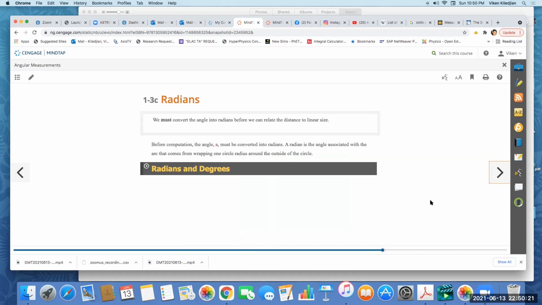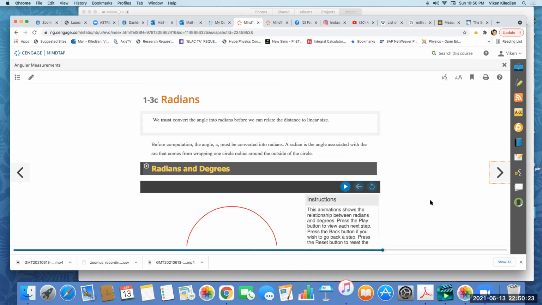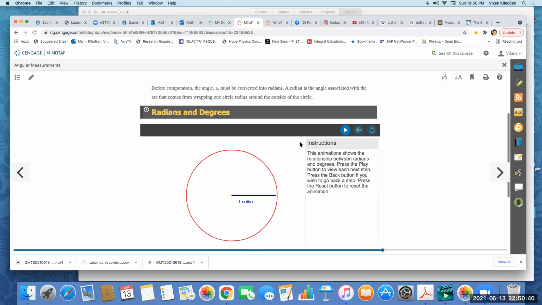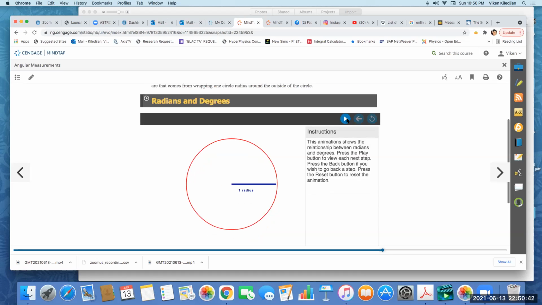Radians. We must convert the angle into radians before we can relate the distance to linear size. So before computation, the angle A must be converted into radians. The radian is the angle associated with the arc that comes from wrapping one circle radius around the outside of the circle. So let's see what a radian is.